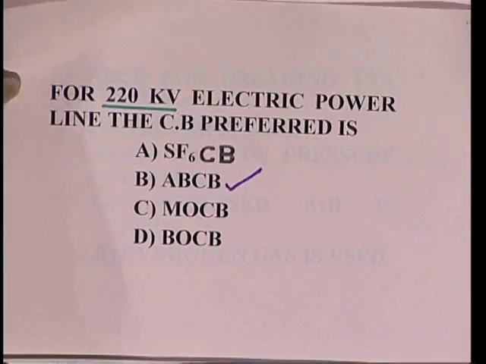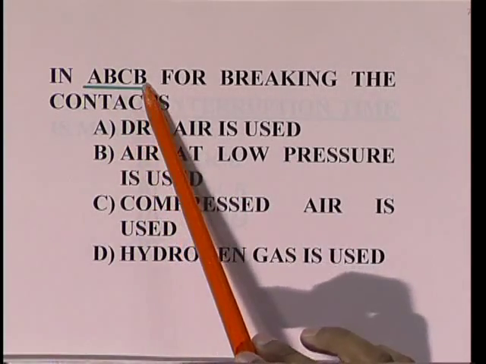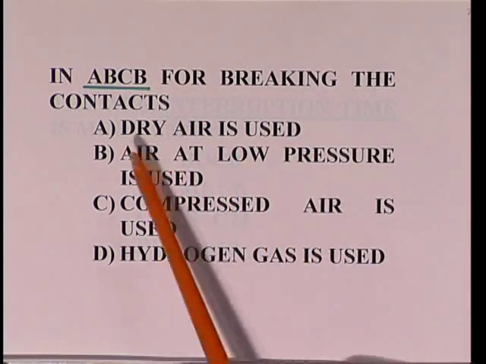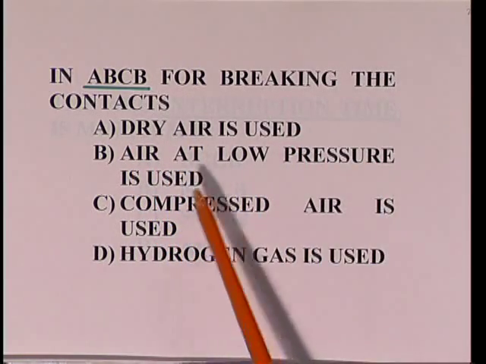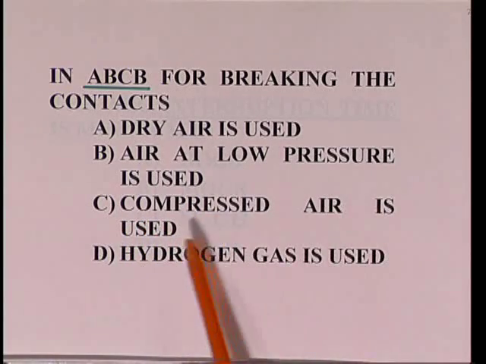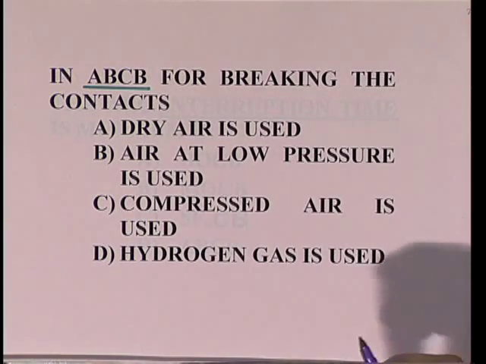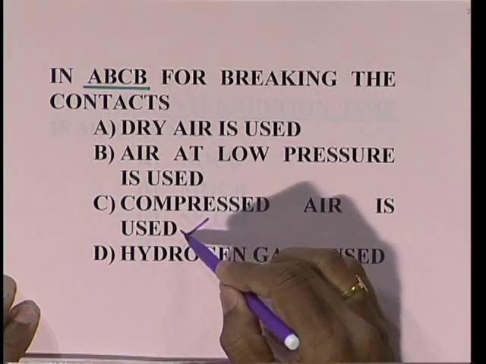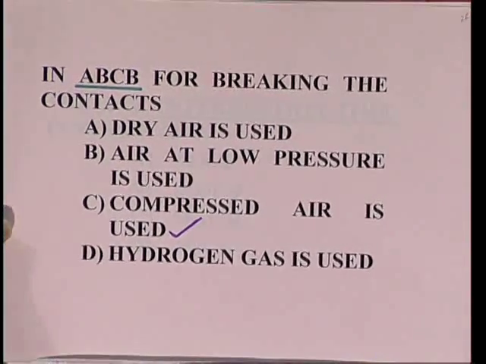And next objective question is, in air blast circuit breaker, for breaking the contacts, what type of air is used? A is dry air, B is air at low pressure, C is compressed air, D is hydrogen gas. The correct answer is compressed air. Compressed air at 14 kg per square centimeter or 16 kg per square centimeter is used.